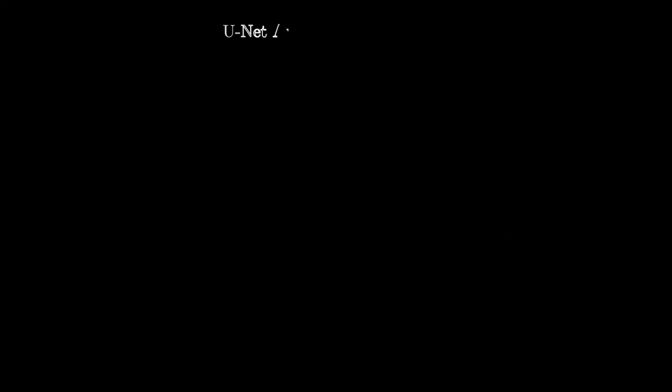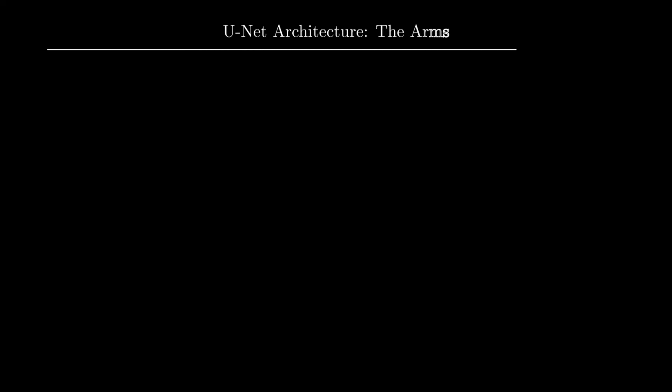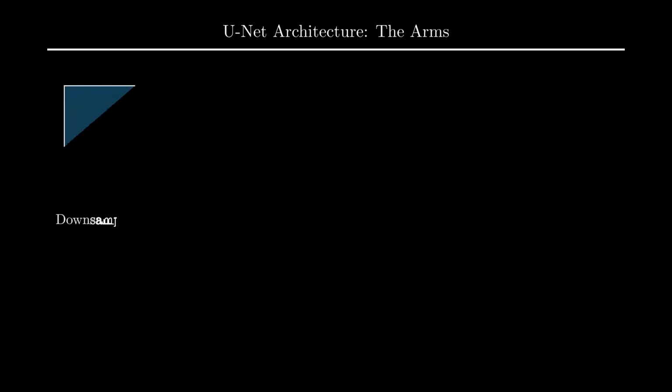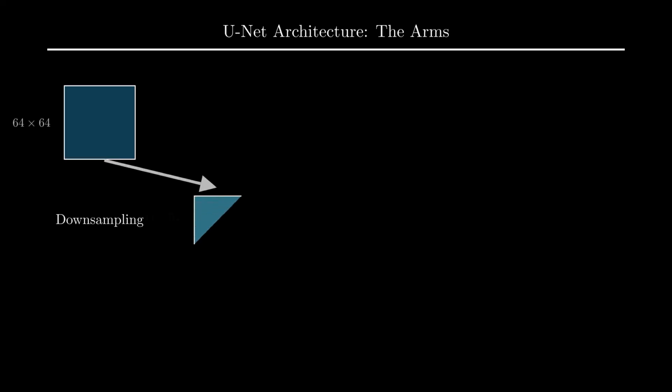Building on the noise prediction concept, let's look inside the engine that makes it possible: the UNet. The architecture consists of two main arms. The first is the encoder, or the downsampling path. Imagine starting with a noisy image at a standard resolution, say 64 by 64 pixels. As we move down the arm, the model progressively shrinks the spatial grid, here to 32 squared, but simultaneously, it expands the number of channels. It trades spatial detail for semantic depth.